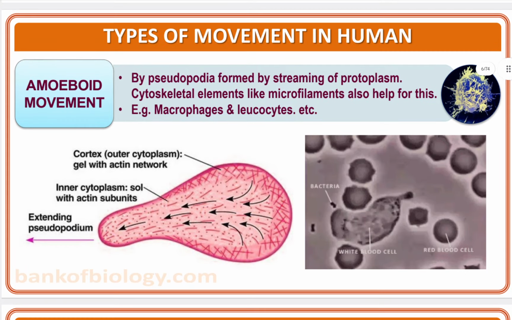Here again, these points are explained more. The points are the same, but in the diagram you can see the cortex or actin. These are called the cytoskeleton. This helps the macrophages and leukocytes to move. And here you can see bacteria, white blood cell, red blood cell. The WBC directly captures the prey like this by opening pseudopodia. This is called amoeboid movement.